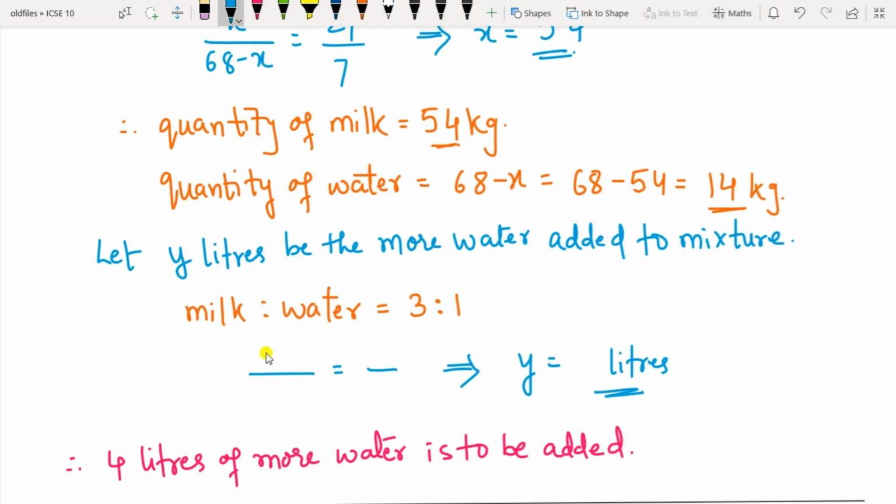So we will write here now 54 is for milk, but for water y liters to be added. So it will be 14 plus y, and now the ratio becomes 3:1. So cross multiply and solve, you get the value of y as 4 liters. So 4 liters of more water is to be added to the mixture to make it a ratio of 3:1.